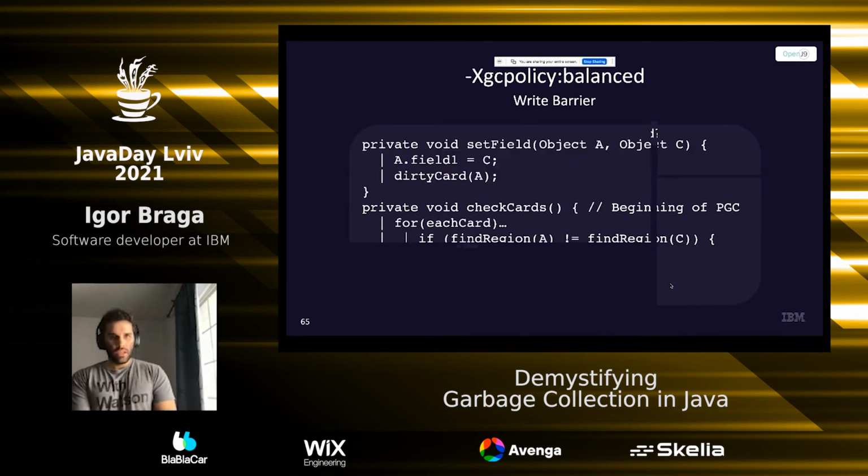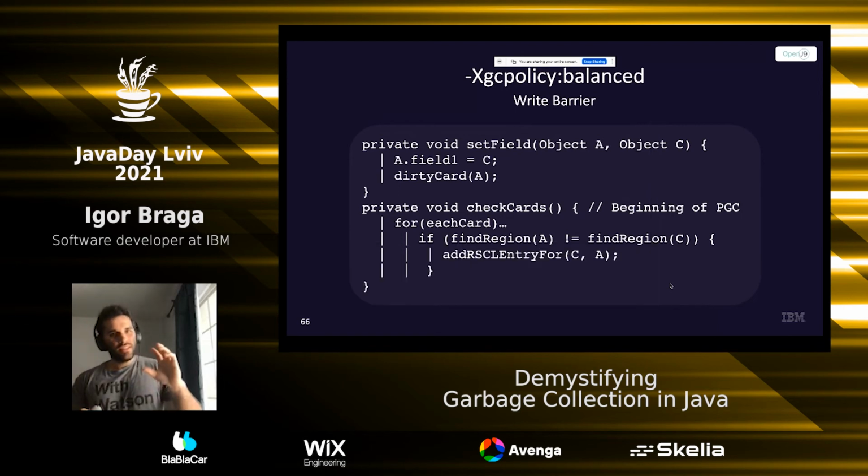And here we do something slightly different from the write barrier in GenCon. Here we unconditionally dirty every object, right? And at the beginning of the PGC, we go through those dirty cards and check for inter-region references. So whenever we develop read or write barriers, it's always a trade-off, right?